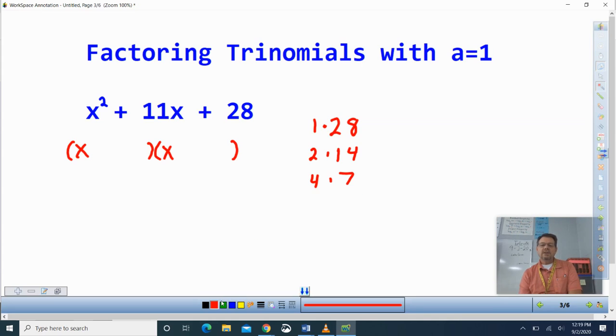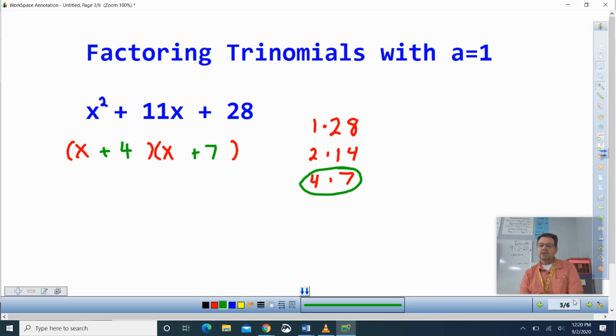Do any of these add or subtract to give me 11? Sure, this one right here. So here are my two terms, and that's how I know what goes right here: positive 4 and positive 7. If I FOIL that back out, I better get what I started with. So that's pretty straightforward, we've got positives on both of them.